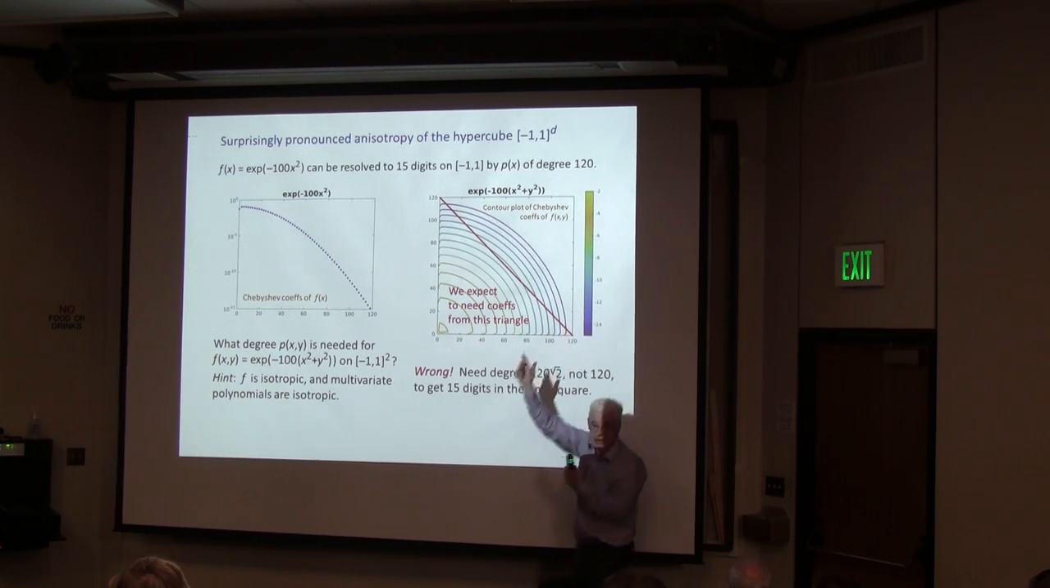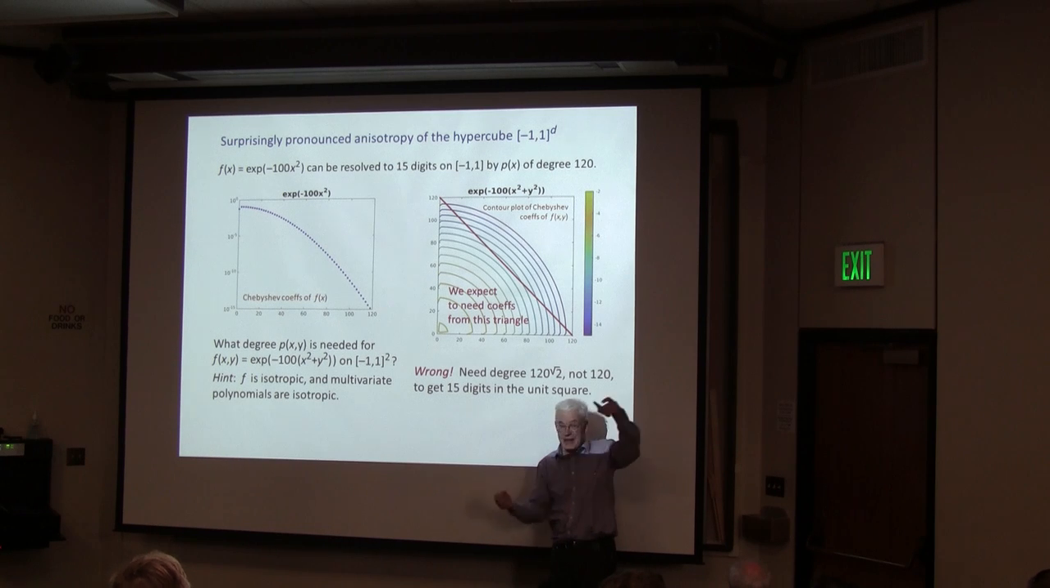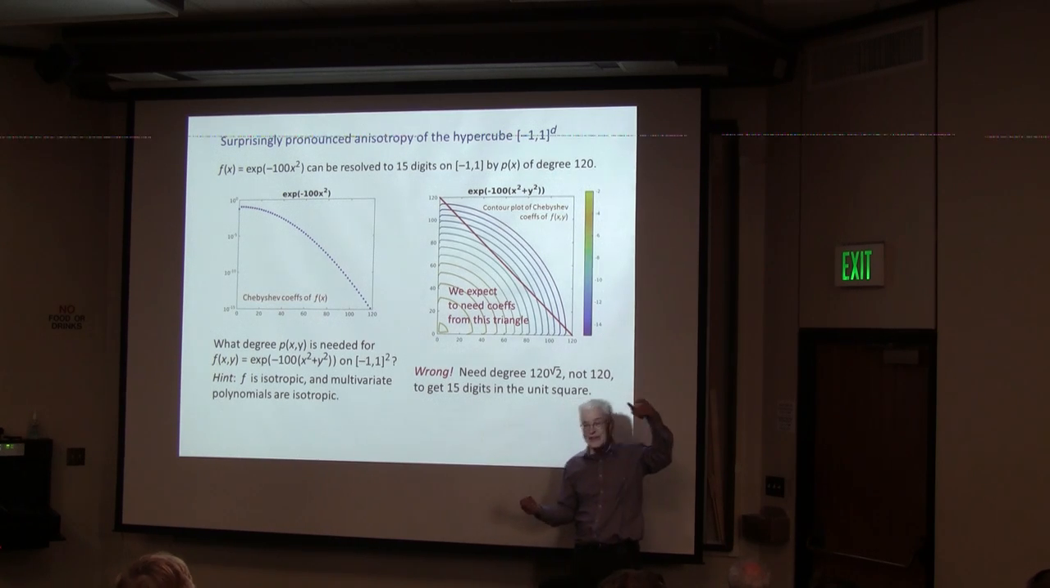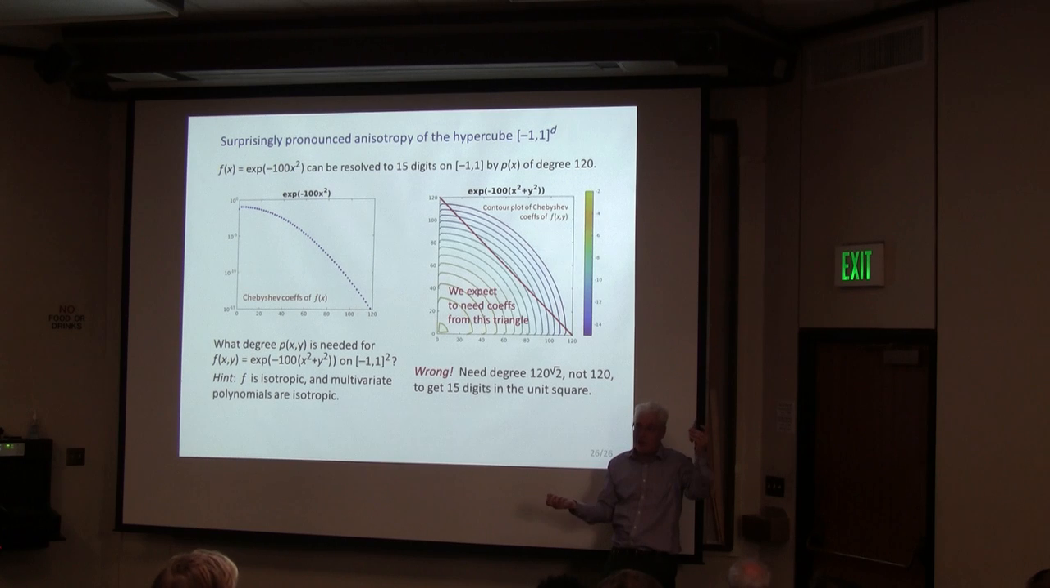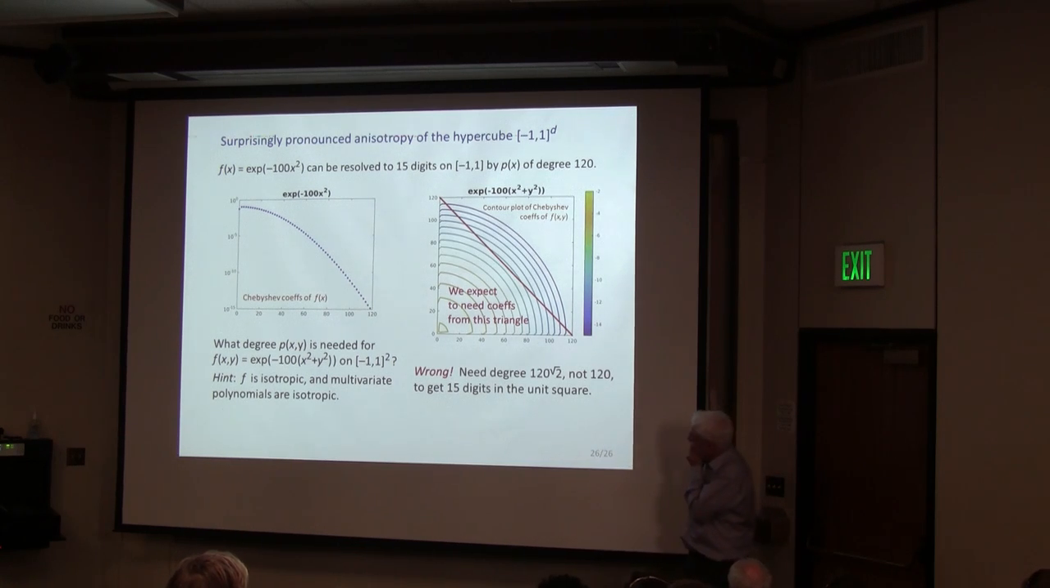Now, once you see that, it's easy to see why, because approximating this function along the diagonal of a square, well, that's an interval of length 2 square roots of 2 instead of 2. It's a longer interval, and on a longer interval, you need more Chebyshev coefficients. It's obvious once you look at it that way. And yet, we can't find any discussion of this matter.